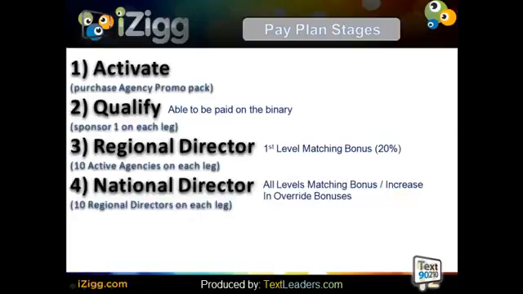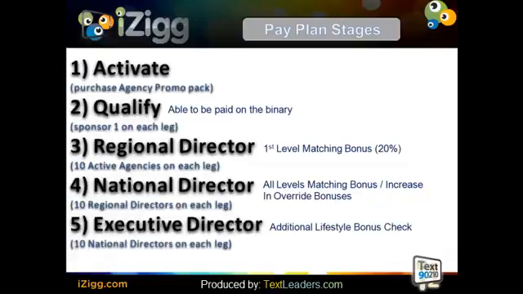Next is the national director. This is where you're paid on all levels, 20, 10, 10, 5, 5, and the matching bonus, and your override bonus increases from $40 to $60 every time your legs cycle 400 customer points. This is 10 regional directors on each leg. They do not have to be personally sponsored. And the final stage is executive director. This is where you get that lifestyle bonus I touched on earlier, which is an additional $1,500 or $3,000 per month. And this is where you have 10 national directors on each leg.